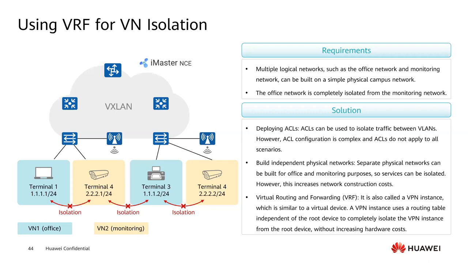Okay, the next one is the VN isolation of the iMaster NCE-Campus. It uses VRF for VN isolation. If we don't use VRF, then we need to deploy ACLs and also route filters somehow, to isolate the routing tables and also the IP packets. So now we use VRF for VN isolation. We can isolate the layer 3 networks by using VRF.